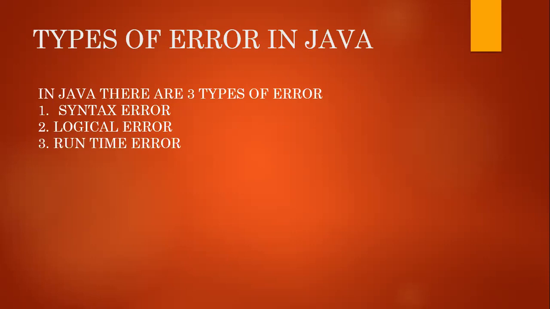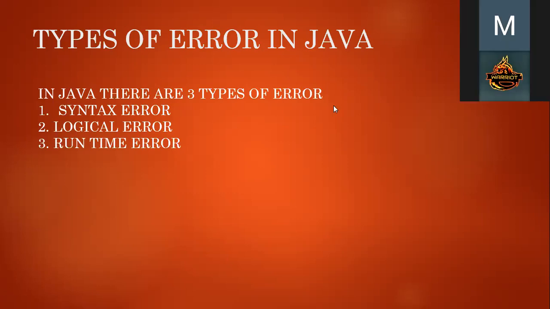And the third type of error is runtime error. This is the error that occurs at runtime, when the program is executed. When the program is executed after compilation, when I run it and give the input, during that time this type of error comes, which we call runtime error.